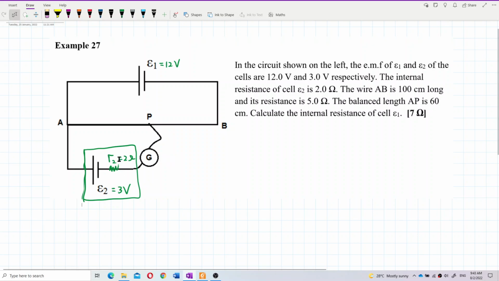And then normally, if the internal resistance is with the smaller battery, and this length AP is the balanced length, this galvanometer has zero current. So there is no current in the below circuit. I can say that this internal resistance has no potential drop. It's like it does not exist at all. We can actually disregard this internal resistance. No potential drop. You can refer to my lecture video before this. I already explained about this internal resistance at the circuit below. When there's no current passing through the circuit, there is no potential drop across the internal resistance.